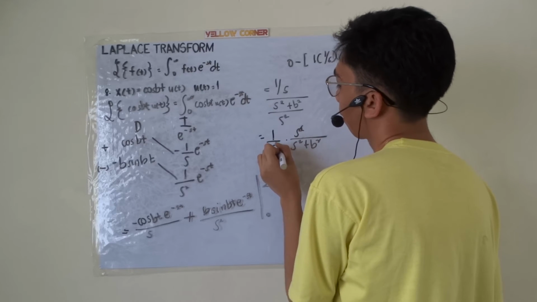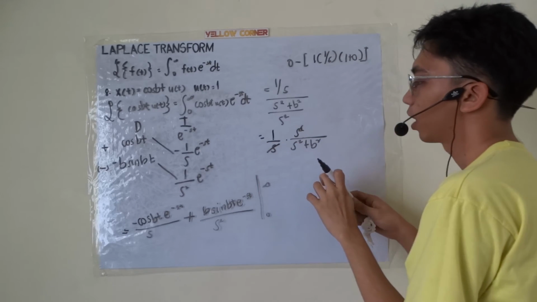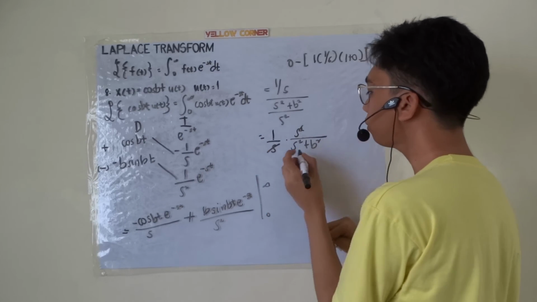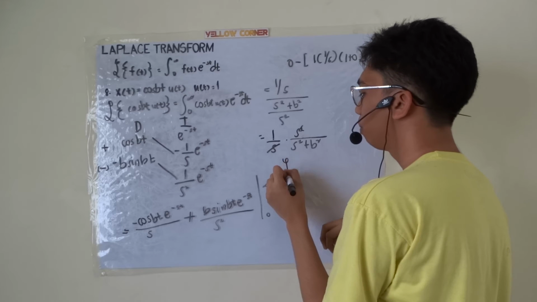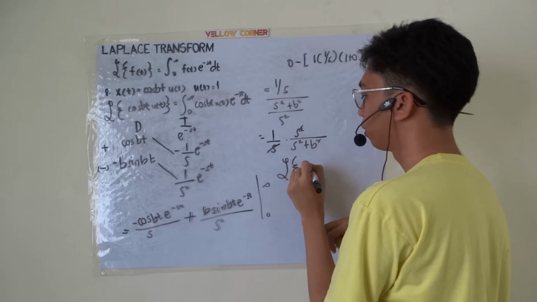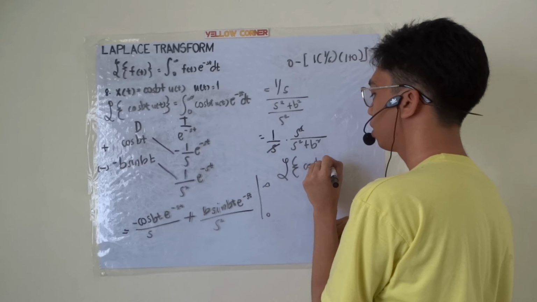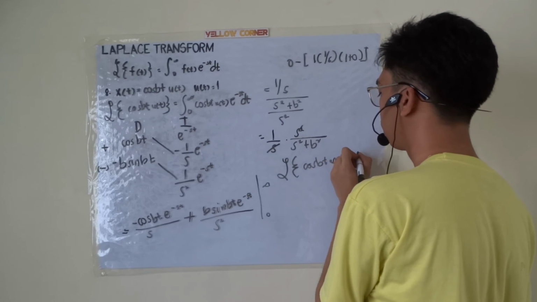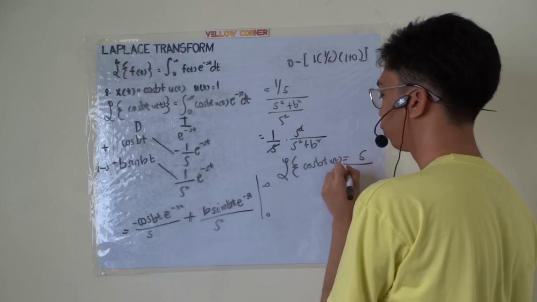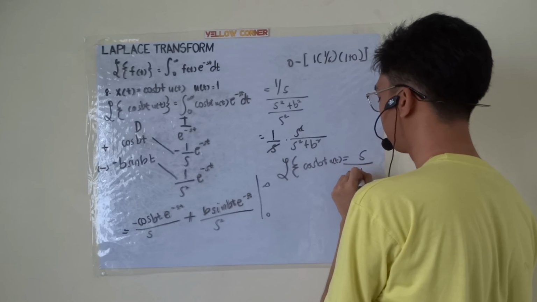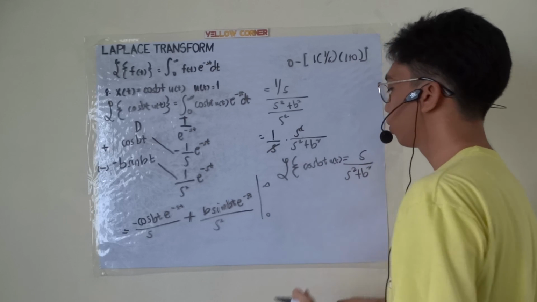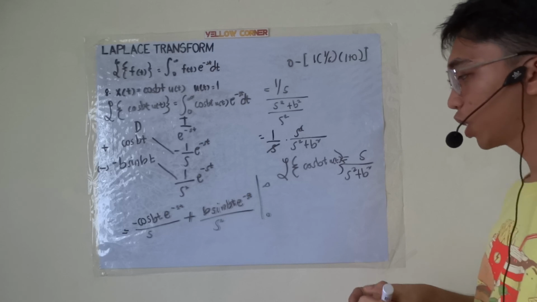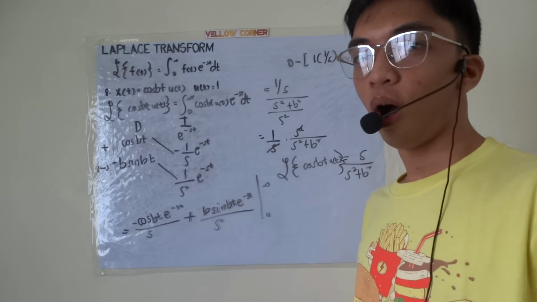Cancel this because of the exponents. So we'll have the Laplace transform of cosine bt u of t is equal to s over s squared plus b squared. So we have the Laplace transform of our function cosine bt u of t.